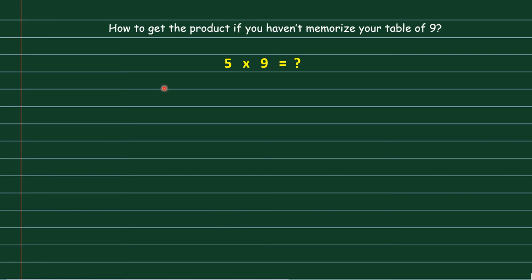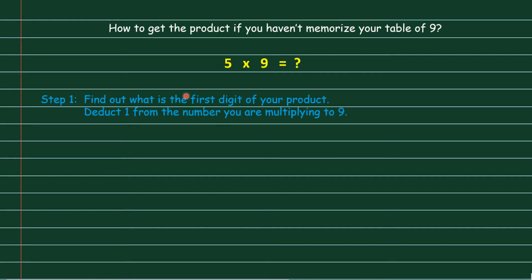Okay, our next is 5 times 9. Let's do step 1. Okay, deduct 1 from the number you are multiplying to 9. So, we are multiplying 5. Let's write 5. Deduct 1. So, 5 minus 1 equals 4. So, meron na tayong 4.